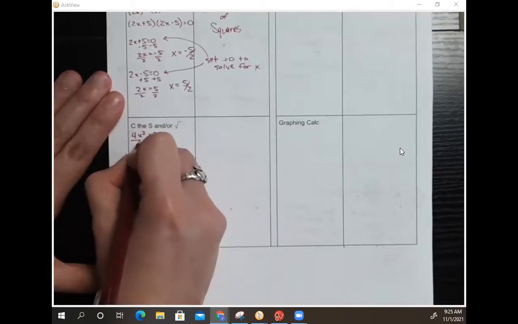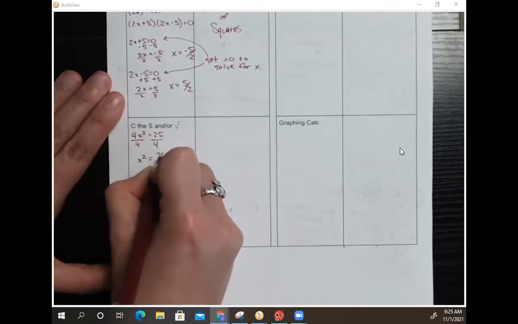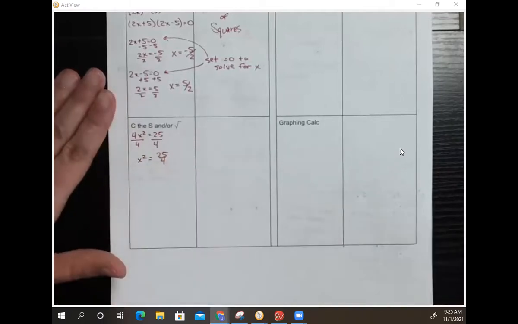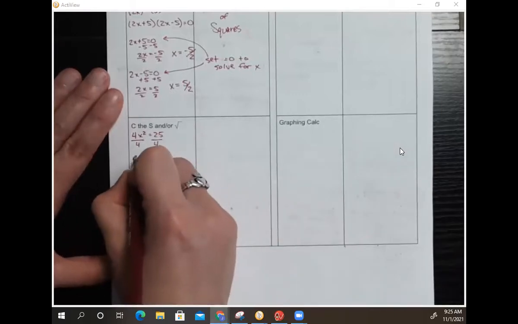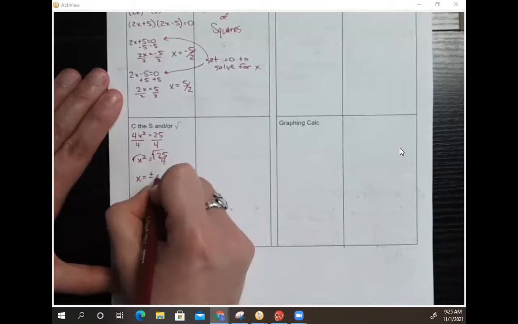We need the squared thing by itself, so we'll divide both sides by 4. So I get x squared equals 25 over 4. That's not going to simplify nicely, so I'm just going to leave it as a fraction. And then to get x by itself, take a square root. So I get x equals plus or minus.